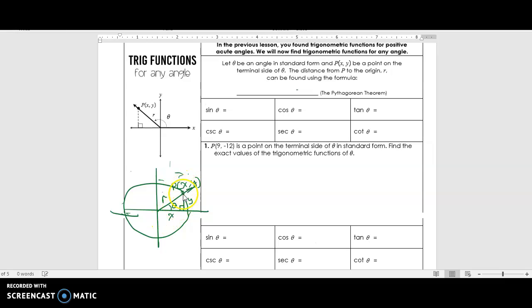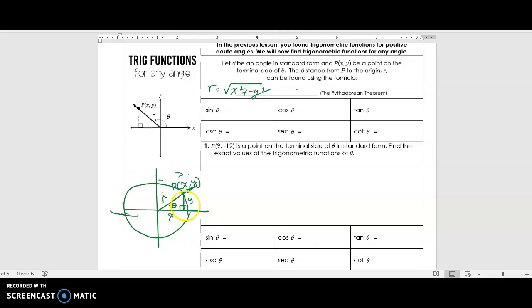If x comma y is a point on the circumference of the circle, and you drop down the altitude, making it a triangle, then the horizontal distance is x and the vertical distance is y. Then, using the Pythagorean theorem, we can immediately say that r is the square root of x squared plus y squared. Given that information, now we can easily find the trig ratios.